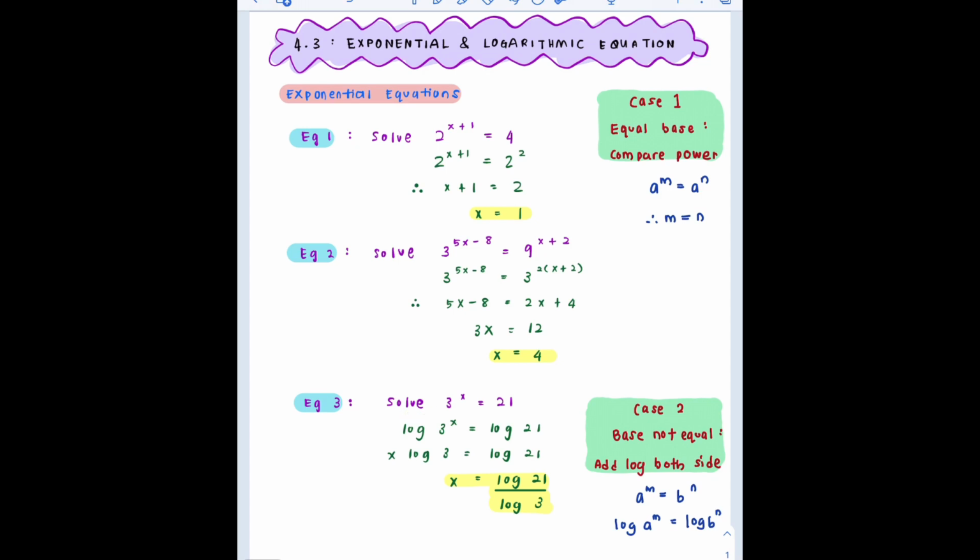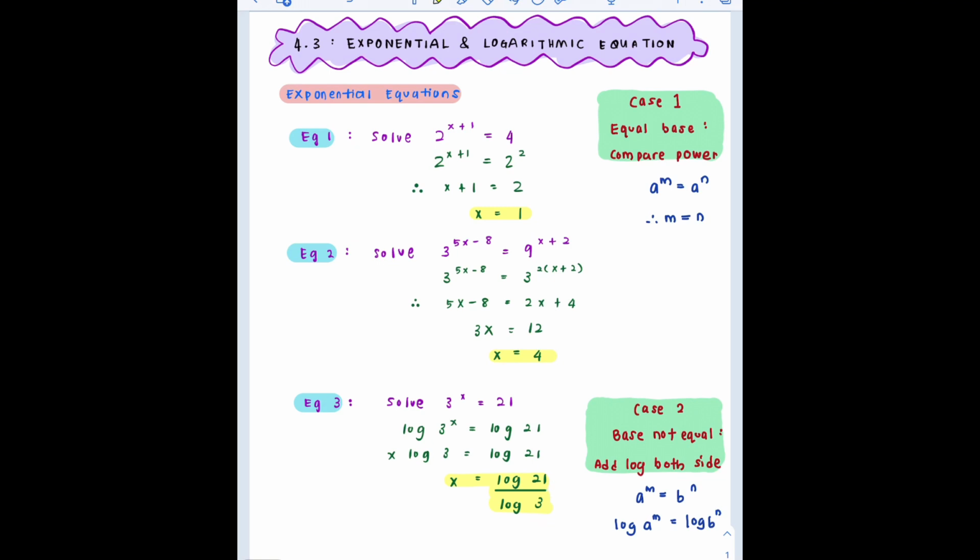Example, say you have this one. Solve 3 to the power of x equal to 21. Here, 21 cannot be written in the form of 3 to the power of something, because 3 squared is 9 and 3 cubed is 27. So you cannot have the same base on the left side and the right side. What you can do is add log to both sides. So you have log 3 to the power of x equal to log 21. Here, x can be brought to the front using the properties of log. Then you have x log 3 equal to log 21. Bring log 3 to the other side, so your answer is in the form of log: log 21 over log 3.